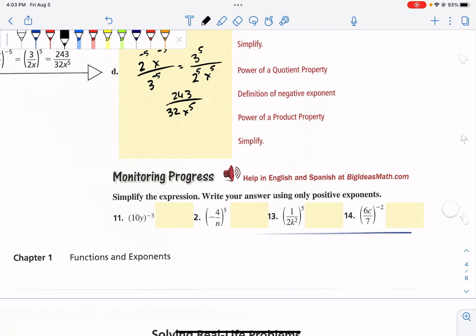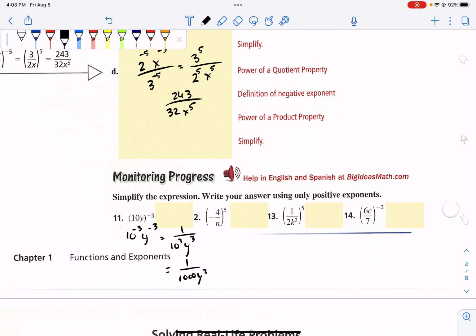Okay, number 11, 10 times y raised to the 3rd power. That's 10 to the -3 and y to the -3. So that becomes 1 over 10 cubed y cubed, which is actually equal to 1 over 1,000 y cubed.